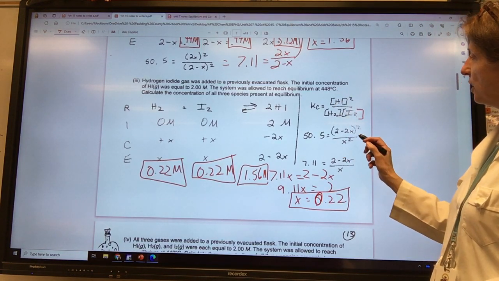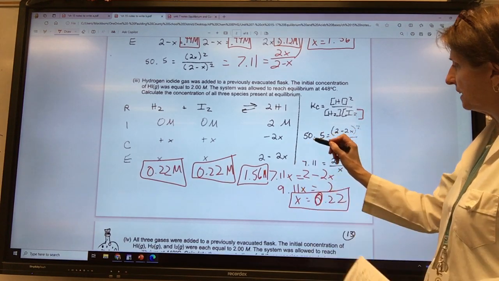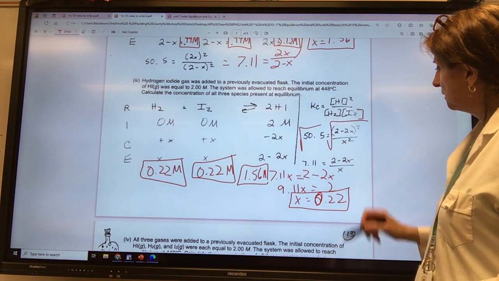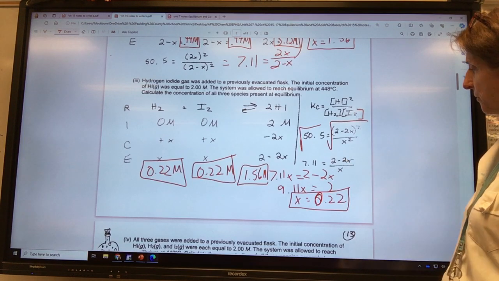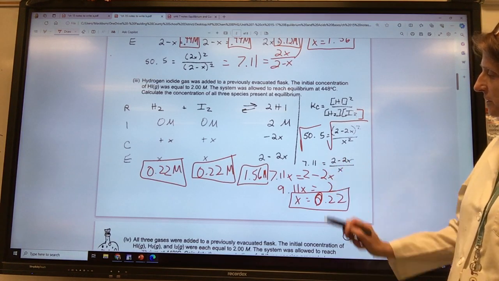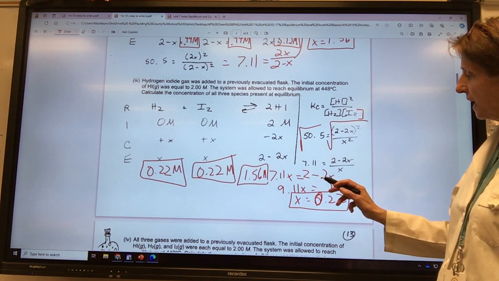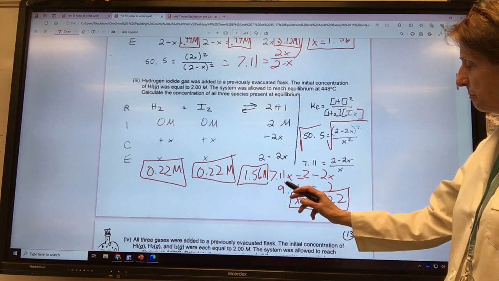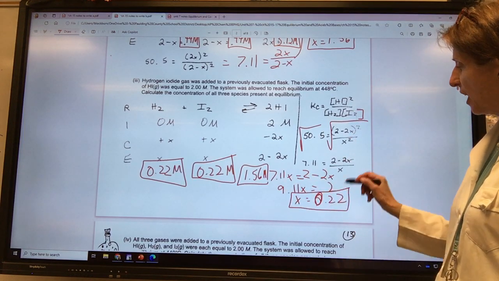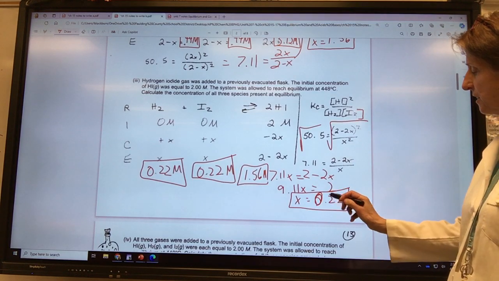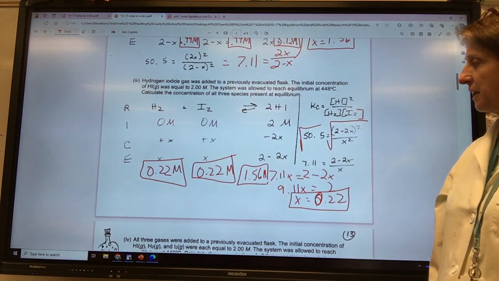Okay, and then we've got it here. We take the square root of both sides, and we get 7.11 equals 2 minus 2x over x. We multiply both sides by x and get 7.11x equals 2 minus 2x. We add 2x to both sides and get 9.11x equals 2. Divide by 9.11, you get 0.22. Then go back over here and fill it in, and you've got the amounts.